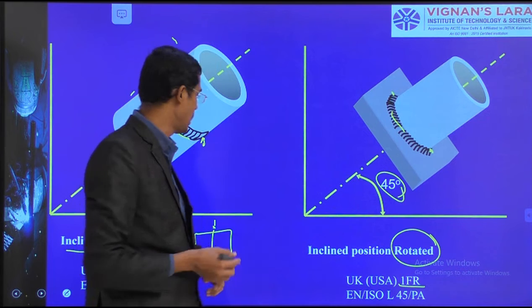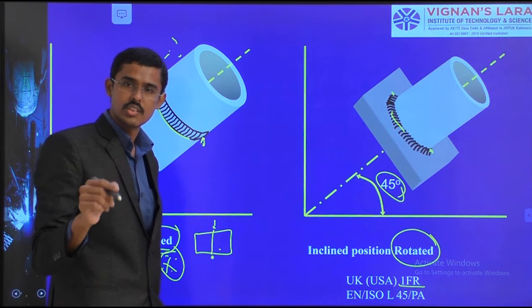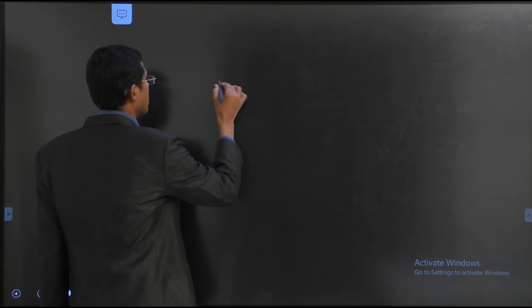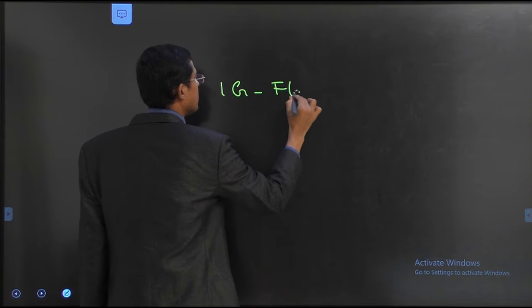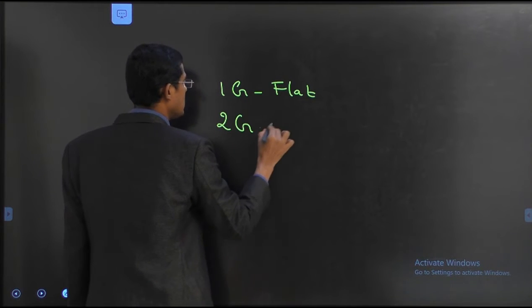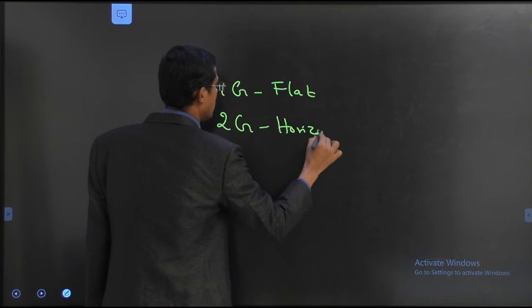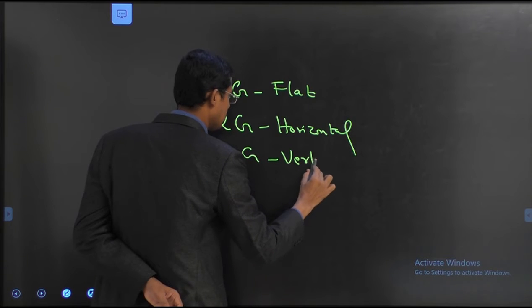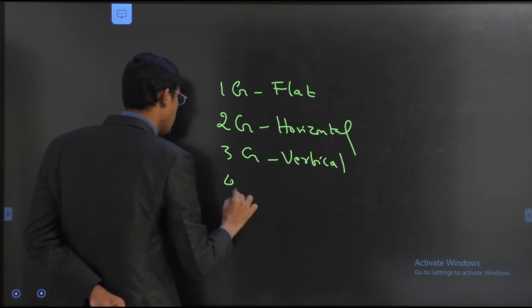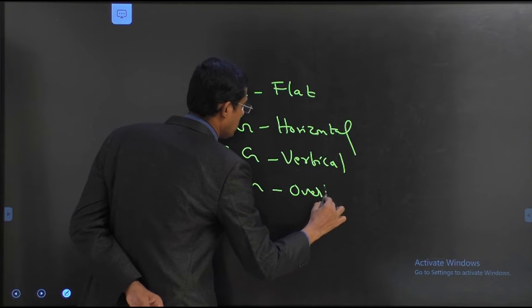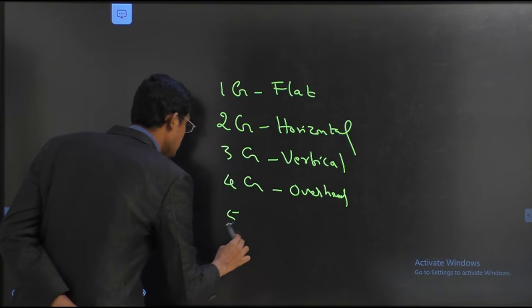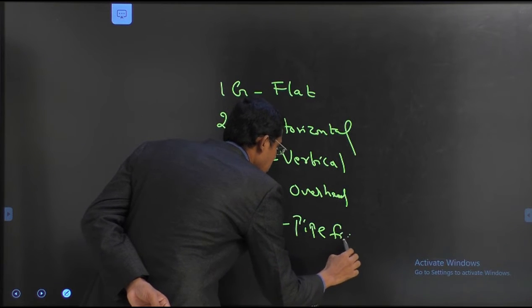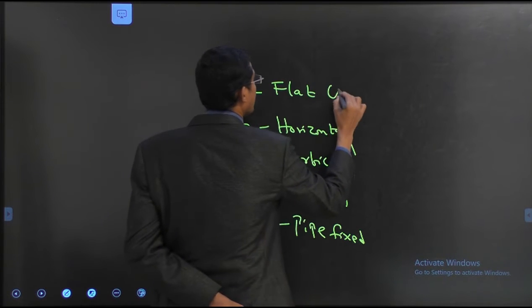Welding positions, as of now we have talked about the 1G, 2G, 3G, 4G, 5G and 6G positions. So see, this 1G is flat, 2G is horizontal, right? 3G is vertical, and 4G is overhead, and 5G is pipe fixed. Here pipe rotating.